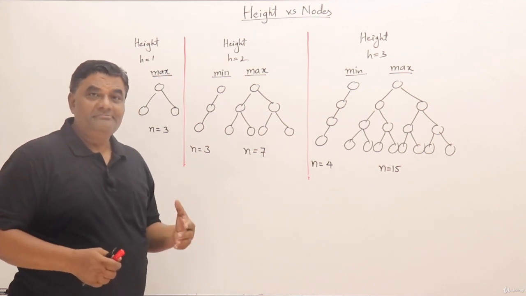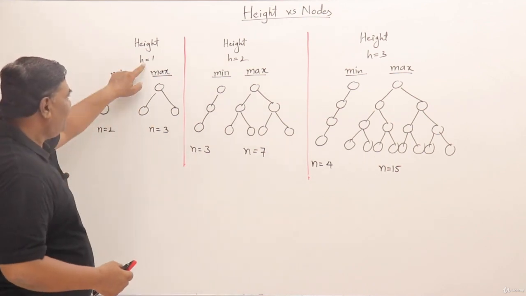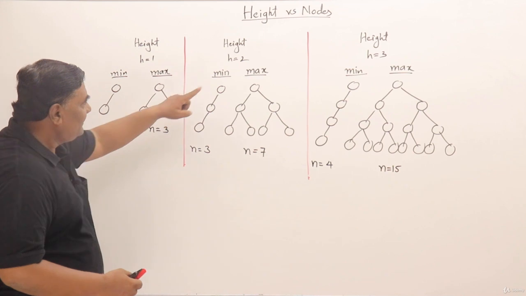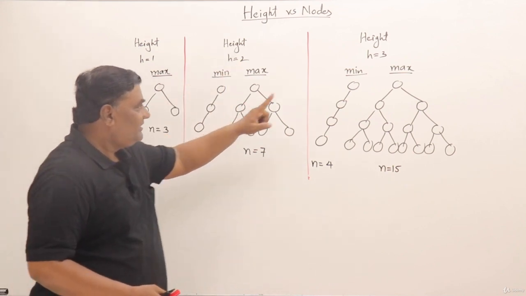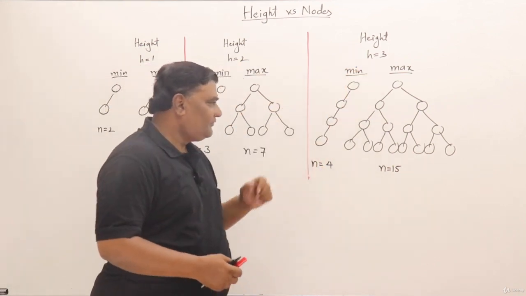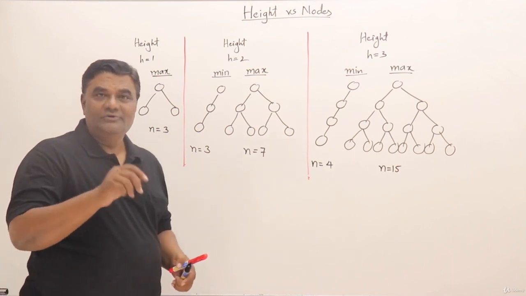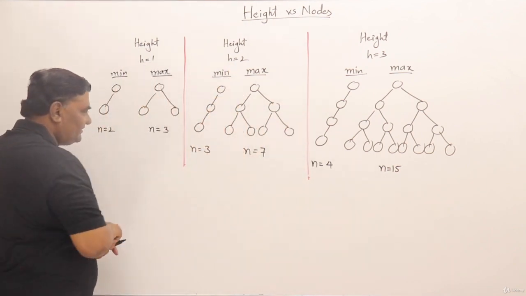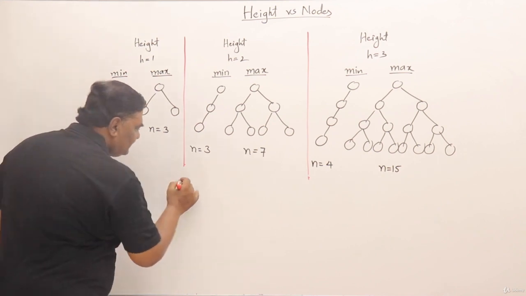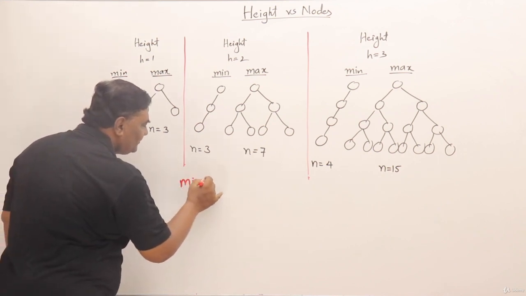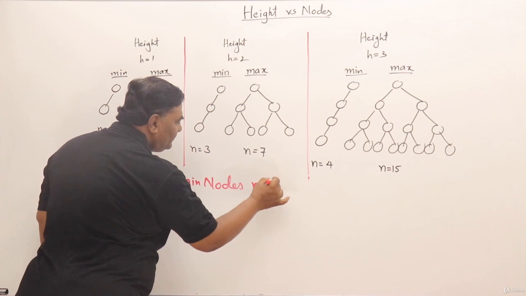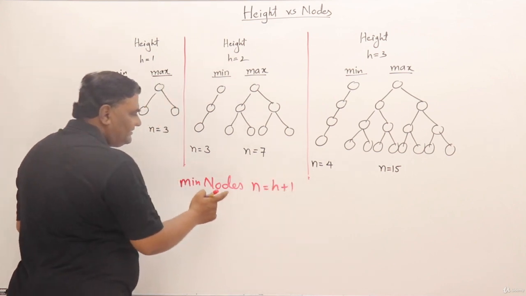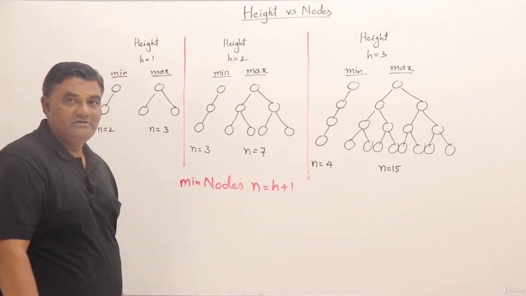So first let us check minimum number of nodes. If height is 1, minimum 2 nodes. Height is 2, minimum 3 nodes. Height is 3, minimum 4 nodes. So minimum nodes formula will be height plus 1. See, height plus 1. So minimum nodes n equal to h plus 1. This is one formula we got.